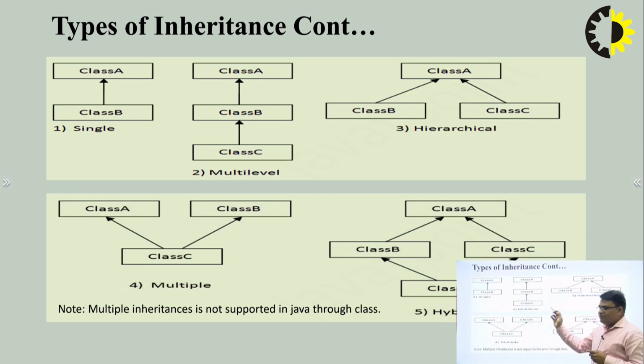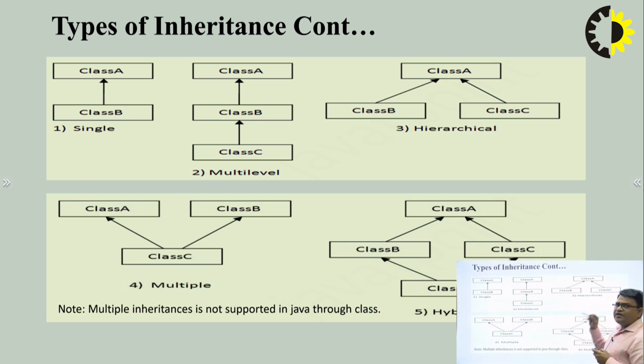But in multi-level inheritance, more than two classes participate to achieve the inheritance. One is class A, class B, and class C. Class C is a child of class B, and class B is also a child of class A. This is a child, parent, and grandfather relationship. Class C extends the properties of class B, and class B extends the properties of class A. This is multi-level inheritance.